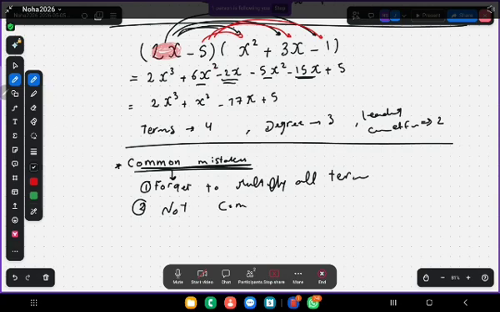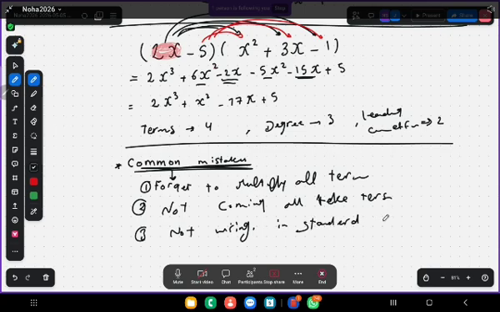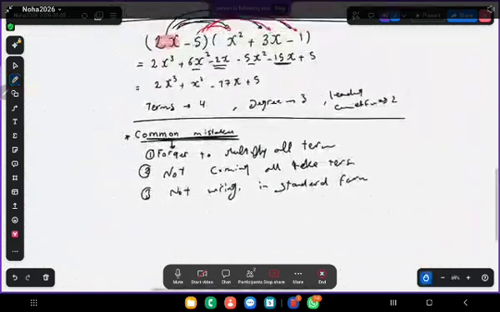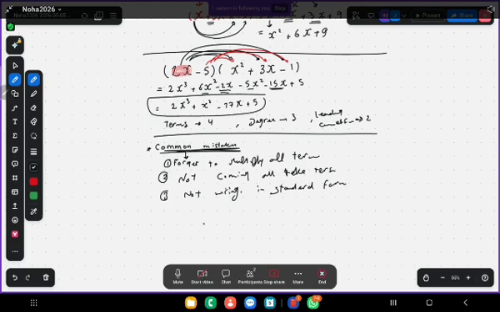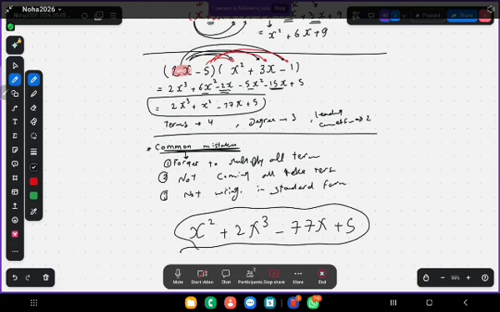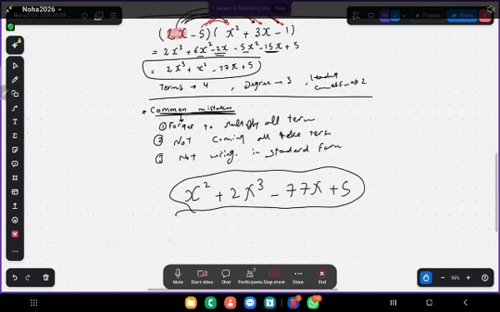Second, not combining all terms or like terms, of course. And finally, not writing in standard form. In standard form. Okay? What is the standard form? Here, if I want to write the last one which we solved together, if I write it with x squared plus 2x cubed minus 17x plus 5, it's not right because it's not the standard form. The standard form must begin with the highest power, right?